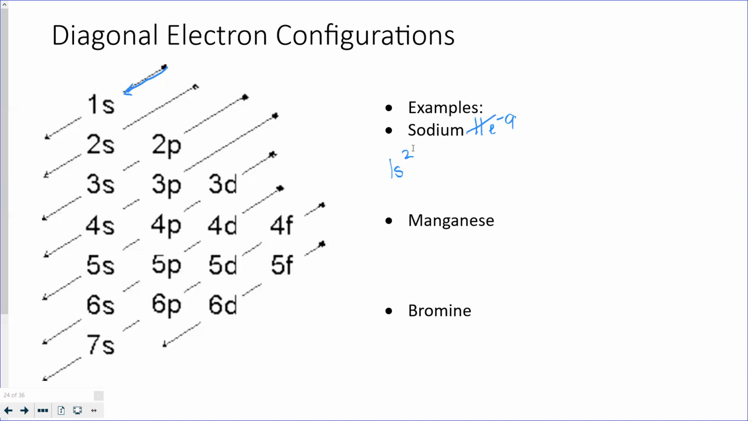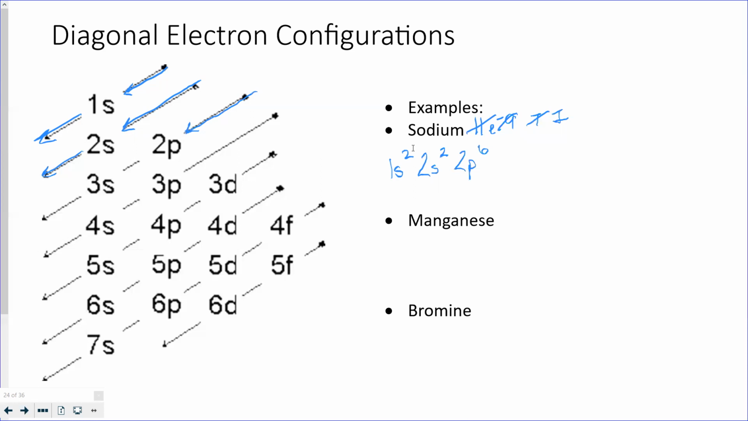After 1s, the next diagonal is going to be 2s. We said s can hold 2 electrons. So now we have 7 that need a place to go. That finishes out that diagonal, so go on to the next one. After 2s, we can go to the 2p sublevel. We said a p sublevel can hold up to 6 electrons. That leaves us with 1 that needs a place to go.